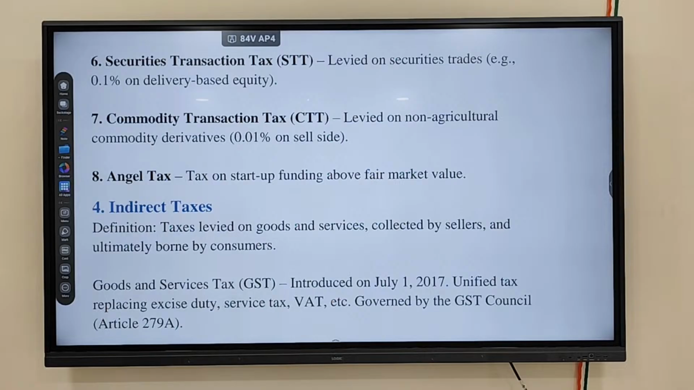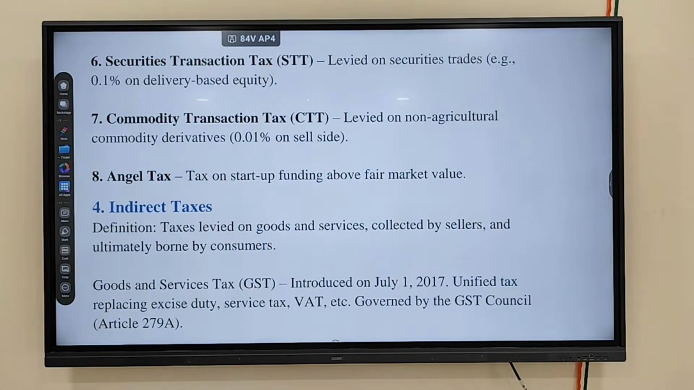Why? Because this tax was levied on the income of individuals, companies, or the HUF, that is Hindu undivided families. If they were earning more than 30 lakh, roughly 1% tax was levied as wealth tax. Think that your family is earning more than 30 lakhs per year. You should pay 1% as wealth tax till 2015. That was abolished in 2015.